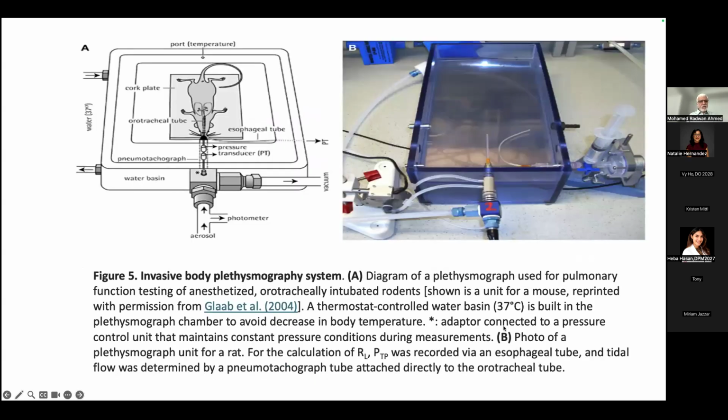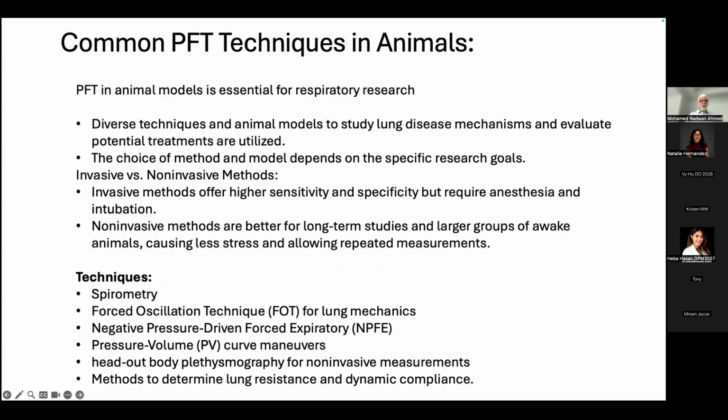And here is the invasive method, where the animal is under anesthesia, and the oropharyngeal tube goes into the lung, and the animal here is the rat. This is the actual setup, and this is the diagram showing everything, including the vacuum, so you can control the breathing. And here is the aerosol, where you put acetylcholine or whatever. And this is a photometer, which measures everything.